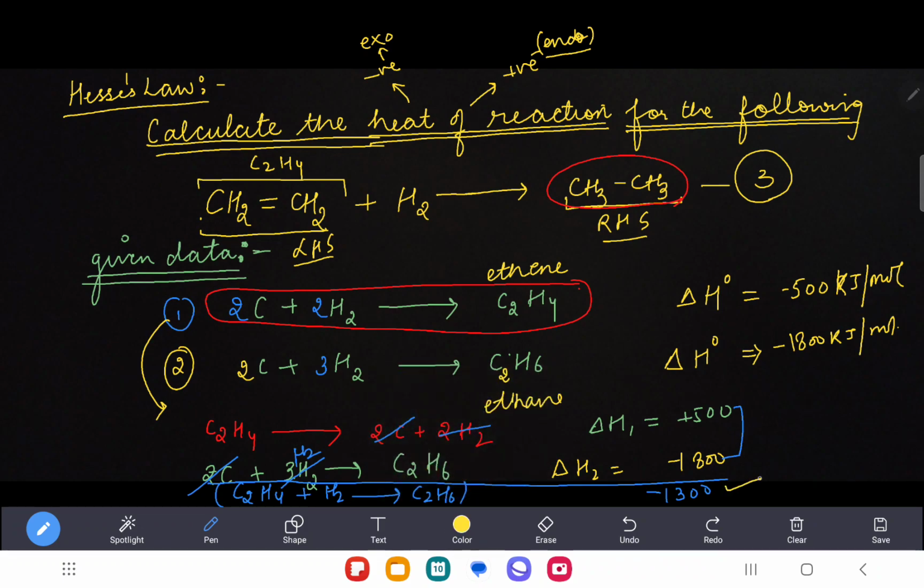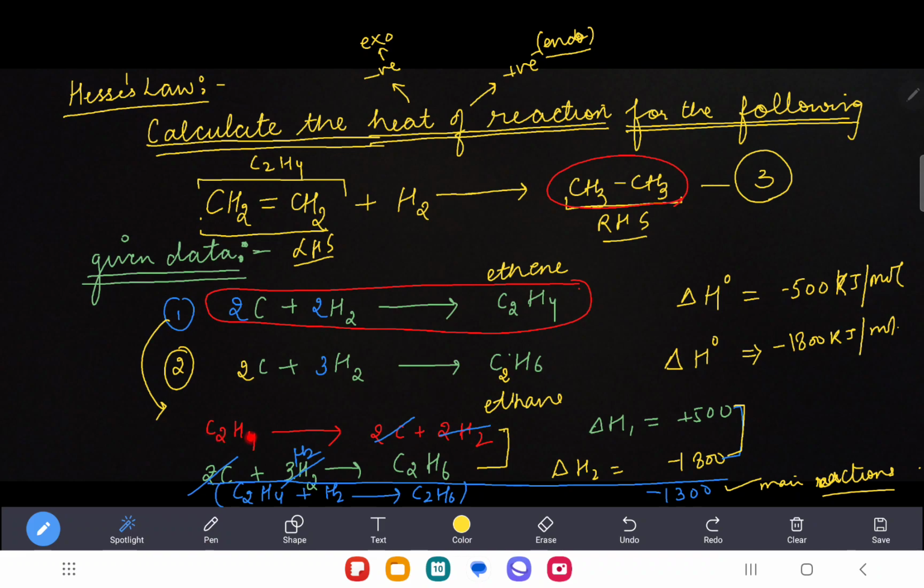That if you want to produce the main reaction by using some other reactions, so what would happen? If I'm adding the two reactions, I have to add their heats as well. And you understand in this very basic reaction, I have not done anything with the equations. Neither have I multiplied the equations with any number, 2 or 3. I have simply added the equations.